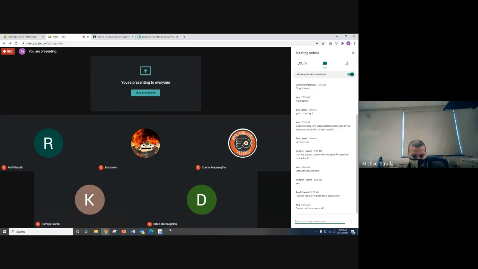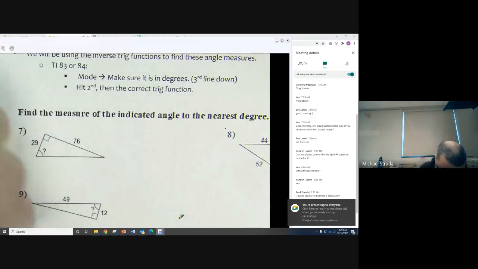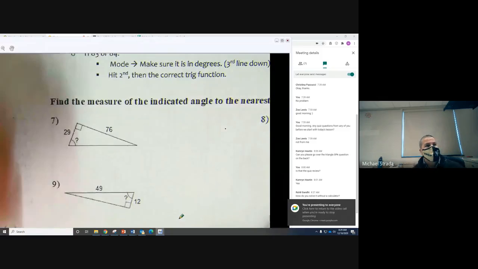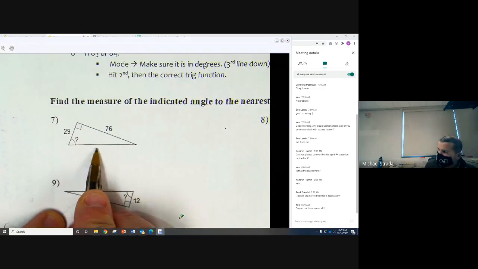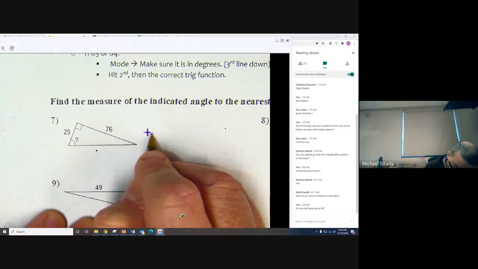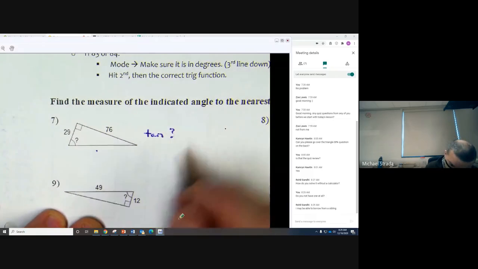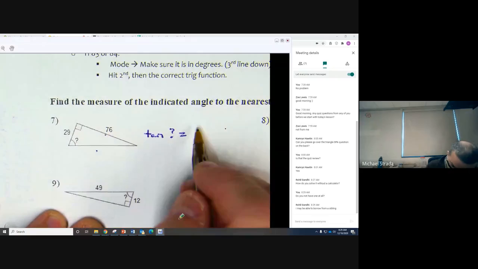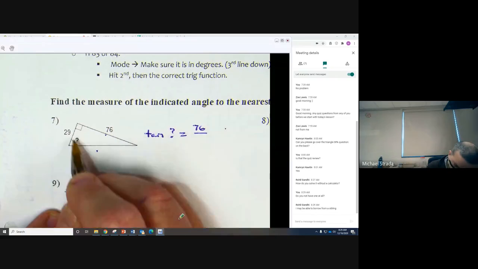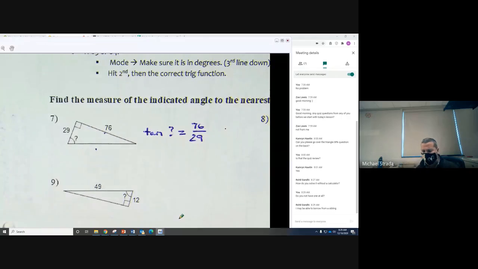Okay, so now we're looking at angles. Same thing. Is the hypotenuse involved at all? No, so which trig function has to be it? Tangent. So tangent of my question mark angle equals the side opposite it, which is 76, over the adjacent, which is 29. So they're giving you the trig ratio.